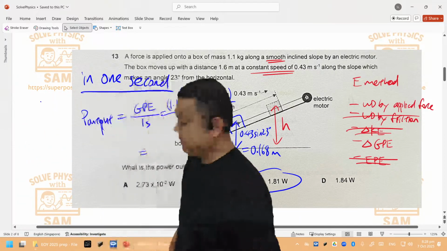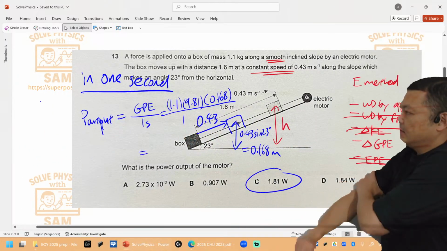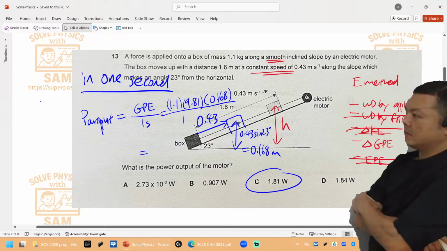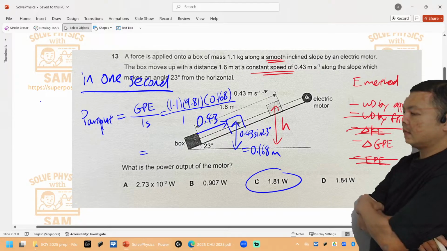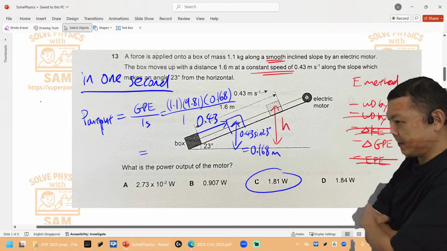Oh, wait. But let's say you calculate the GPE at the highest point, H. Then you divide it by the 1.6 divided by 0.43. You will get the same answer. You will definitely get the same answer.